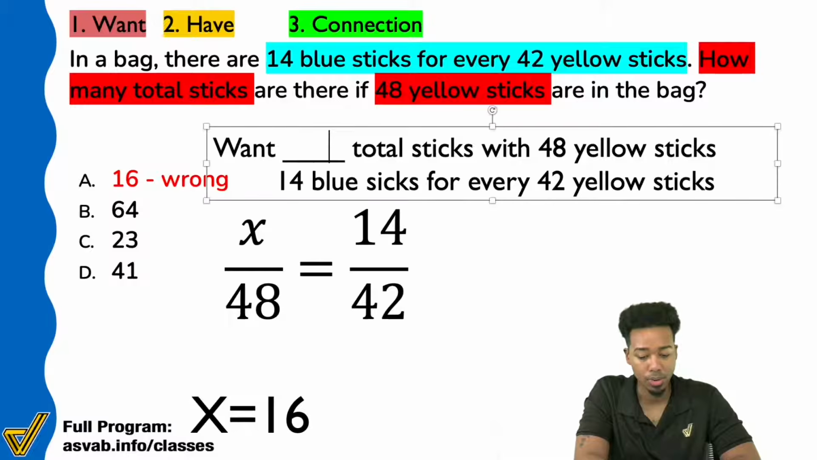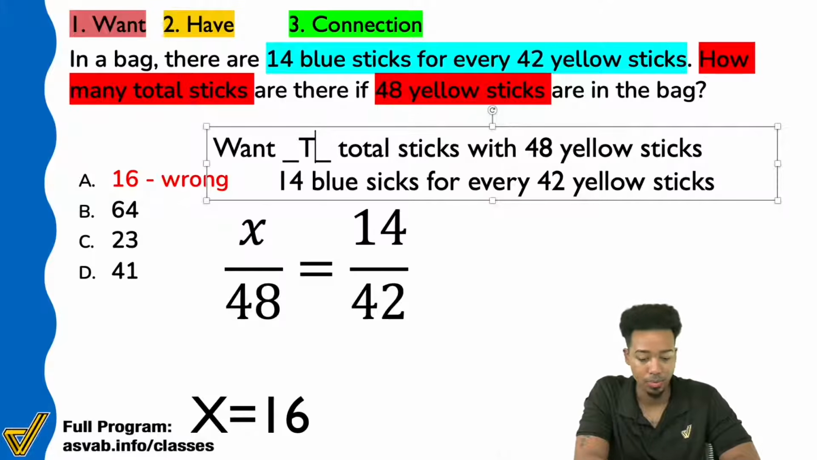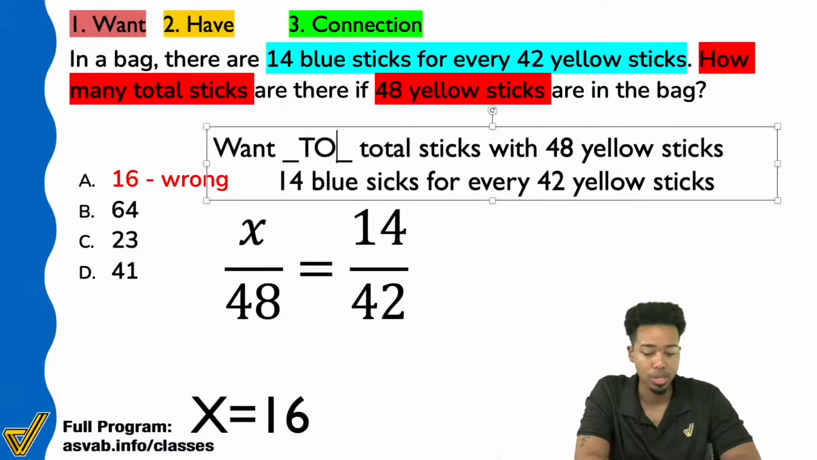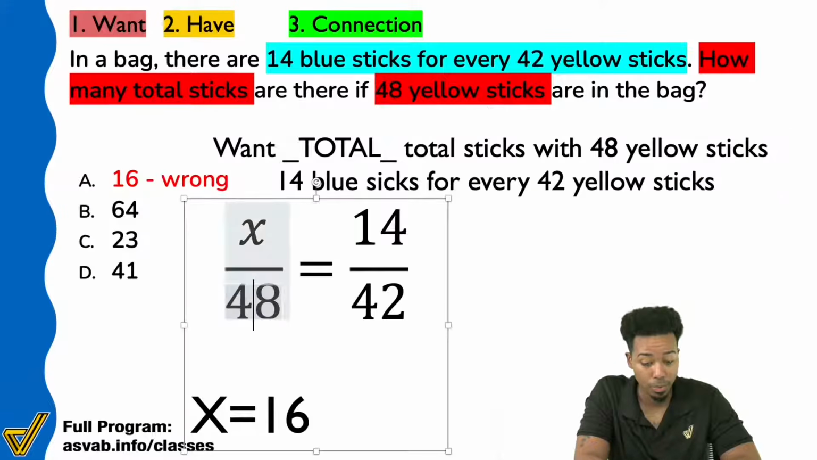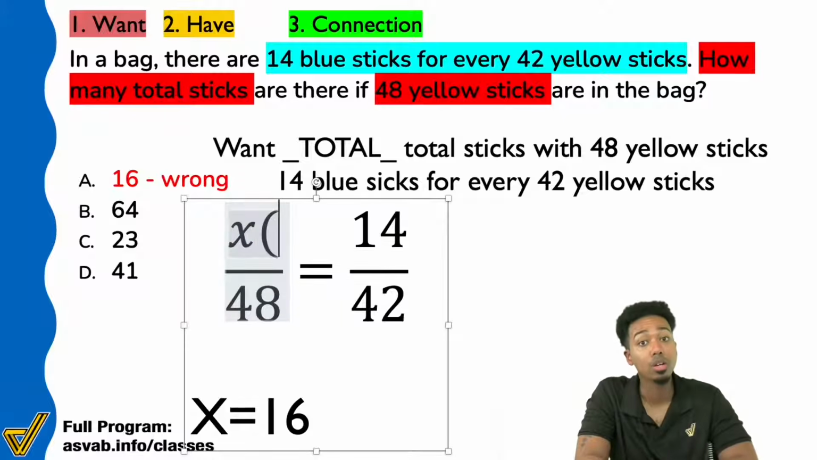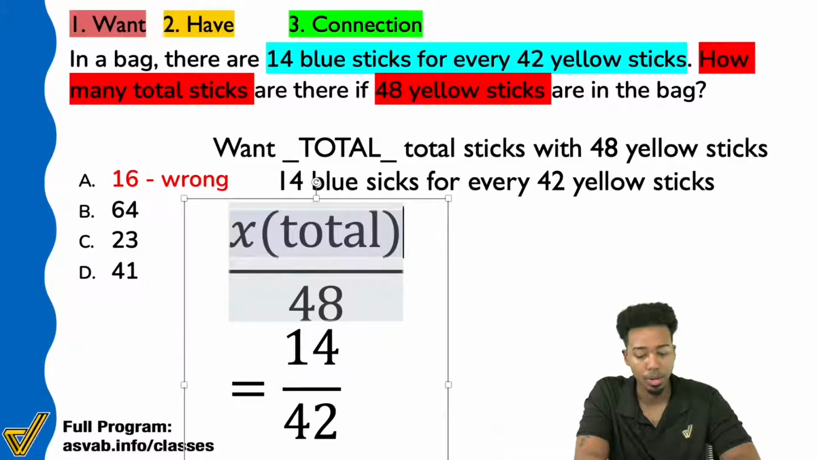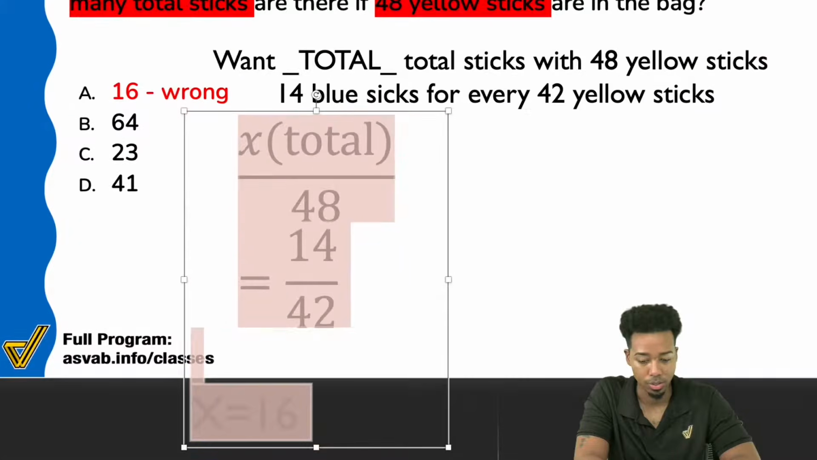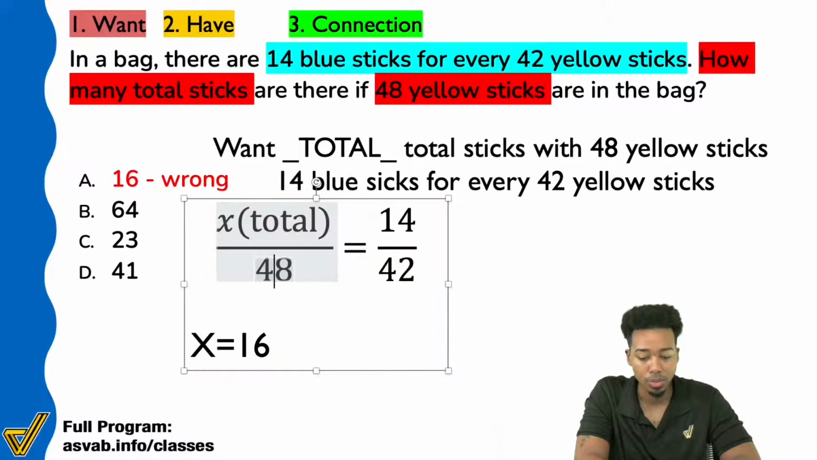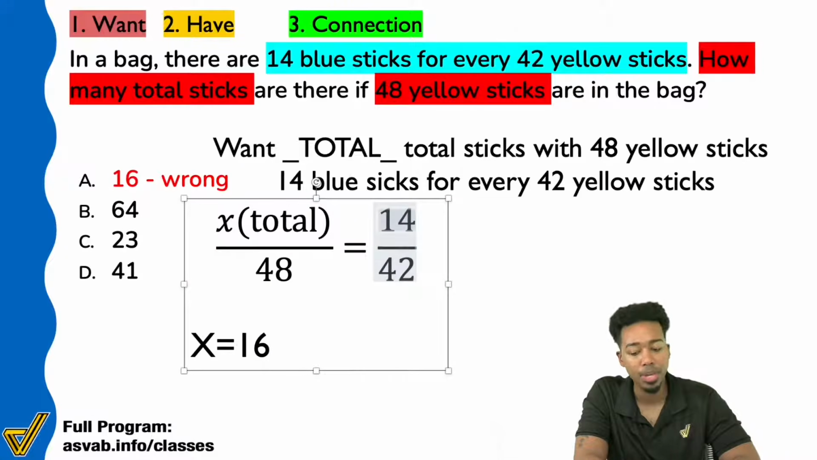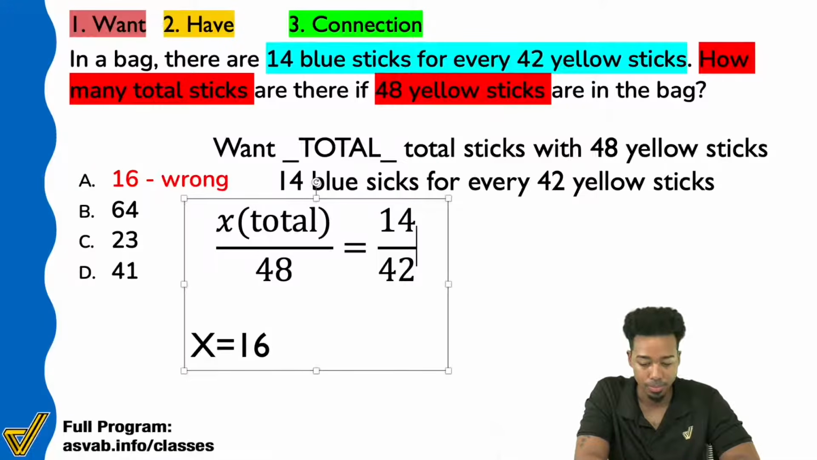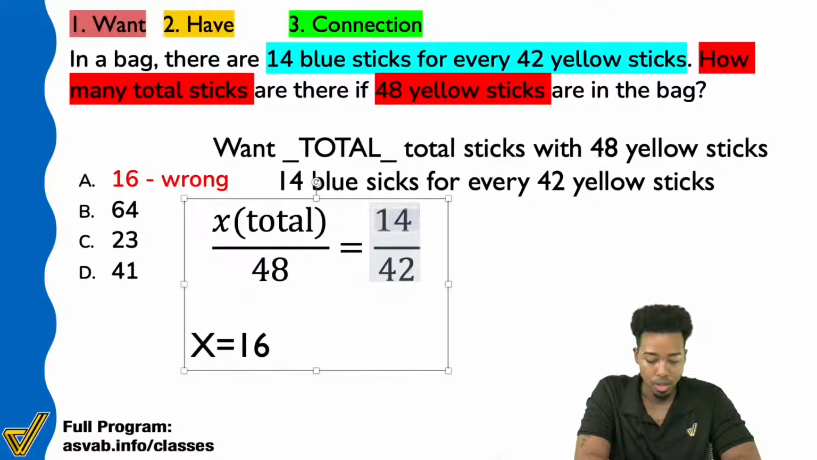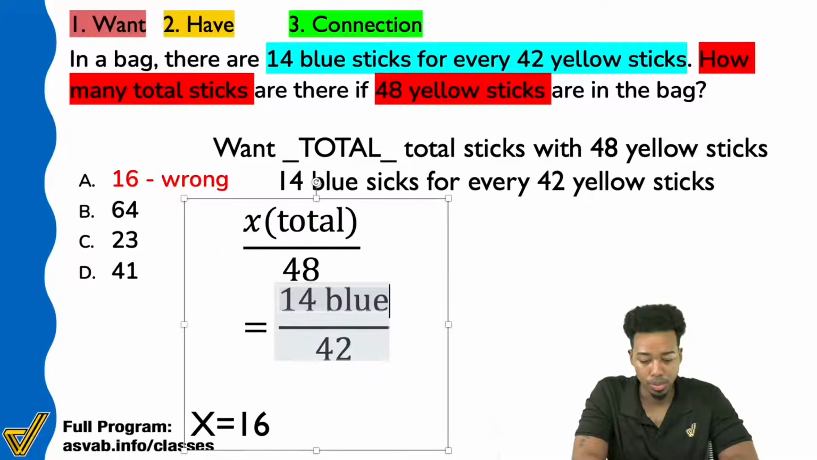The x that we're looking for here is t, let's say total sticks. That represents the total. So this x that we're looking for, technically speaking, represents the total. Well, guess what this over here represents? Let me go ahead and just make this a little smaller. Well, then guess what the 14 represents on the other side? That 14 represents the blue sticks. Okay, so let's write that down. Blue sticks.